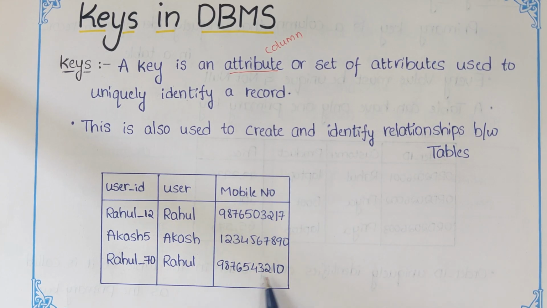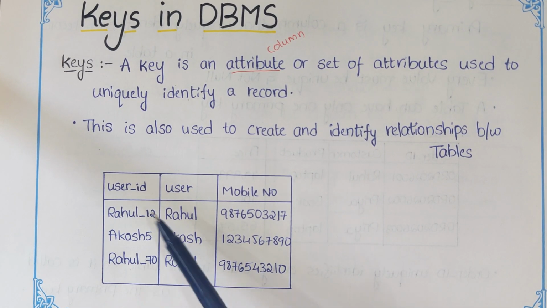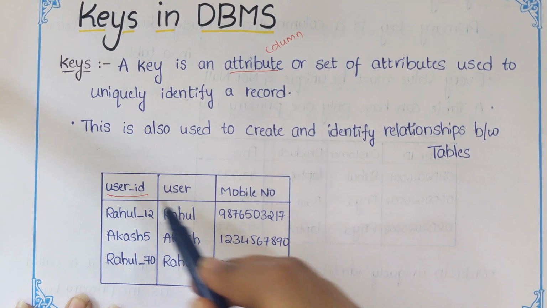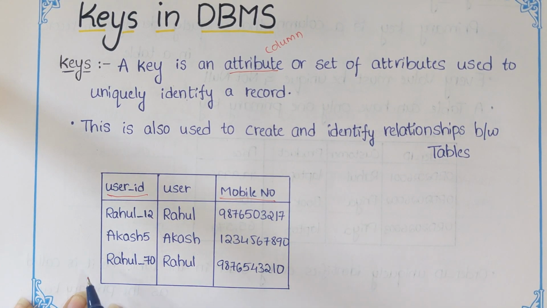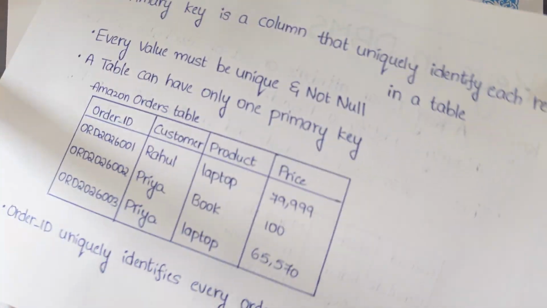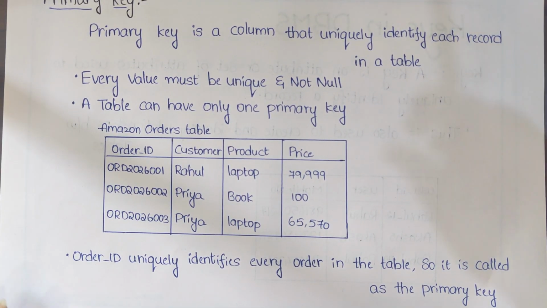And when you consider the mobile number, it is also unique, right? These numbers are also unique, so using this they can also search. So these columns, this user ID and this mobile number, became important keys inside this database, because both uniquely identify a record. Now let's understand the most important key in DBMS, called the primary key.